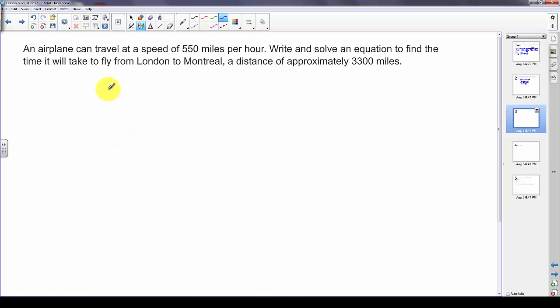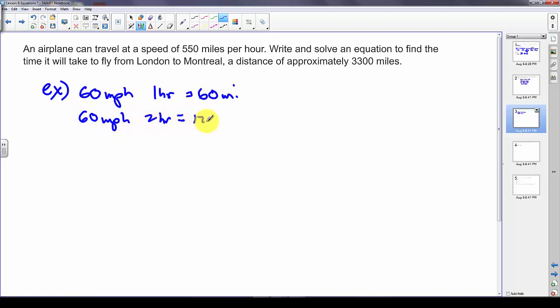If I am in a car, let's just call this an example, and I go 60 miles an hour for 1 hour, I go 60 miles. If I go 60 miles an hour for 2 hours, I go 120 miles. 60 miles an hour, 3 hours, we go 180 miles, etc., etc.